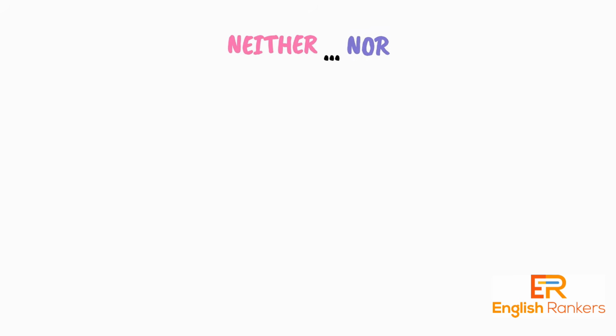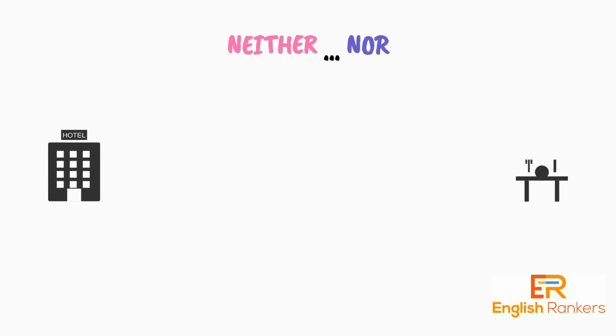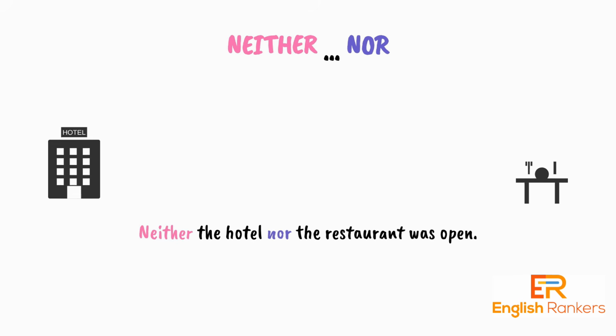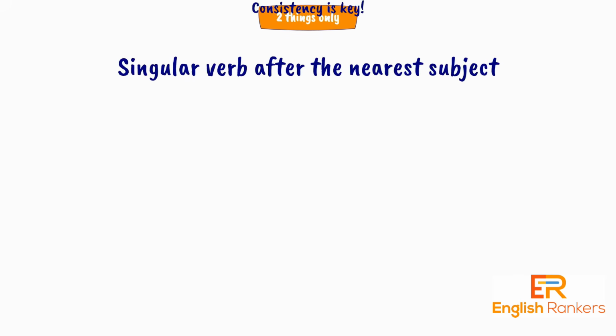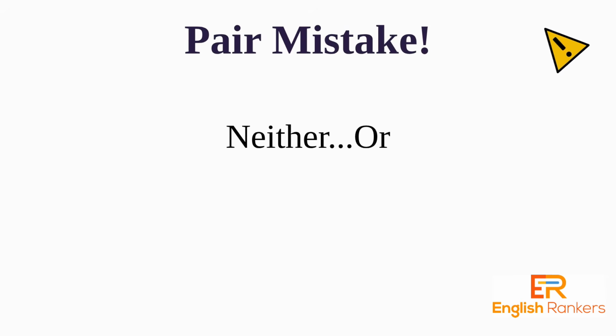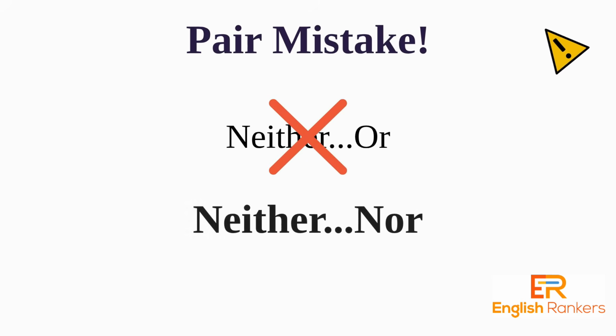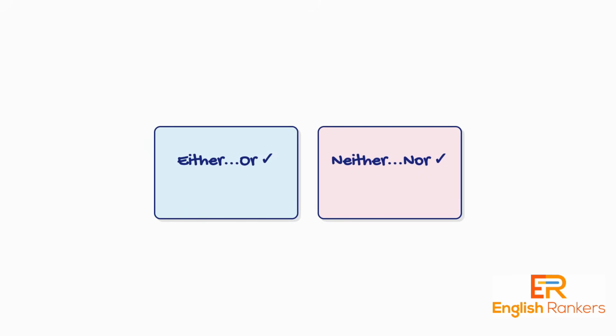When you use neither nor together, you are rejecting both options. Neither the hotel nor the restaurant was open. Again, notice the singular verb after the nearest subject. Consistency is key. A common error is mixing neither with or. That is incorrect. Neither always pairs with nor. Neither nor. Not neither or. Lock that pair in your memory. Just like either or, neither goes with nor every single time.